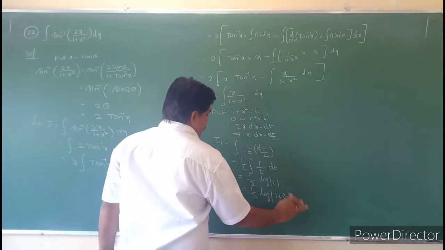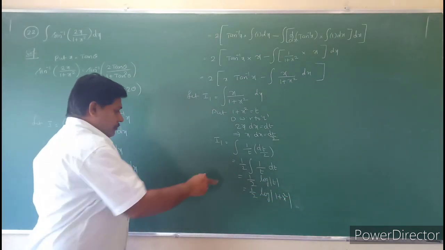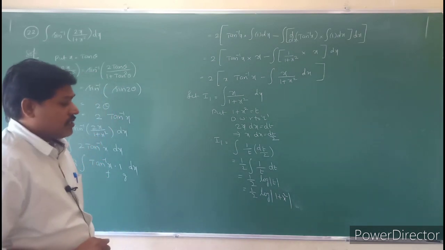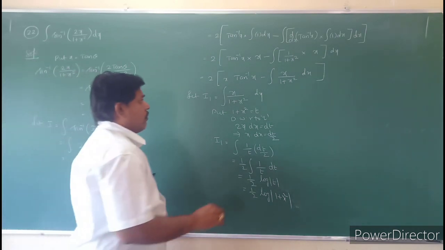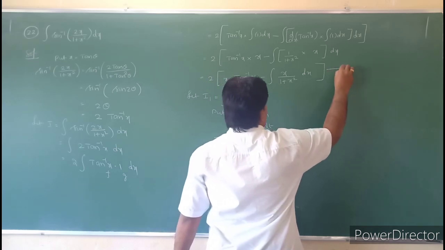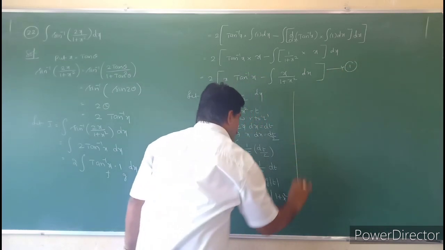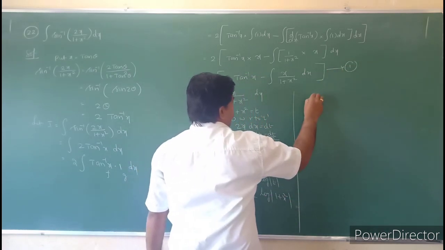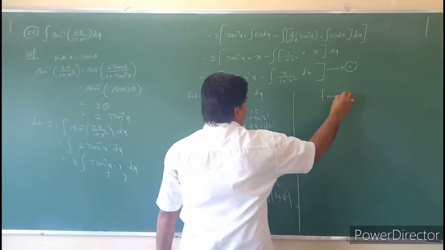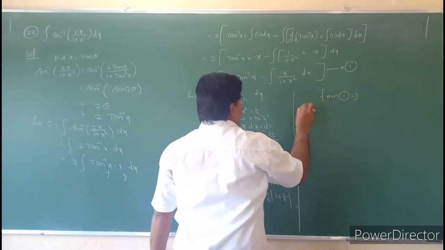At the end I will take that, 1 by 2 into log of 1 plus x square. So take this as equation number 1. At the end, therefore, from 1, what is the I value?